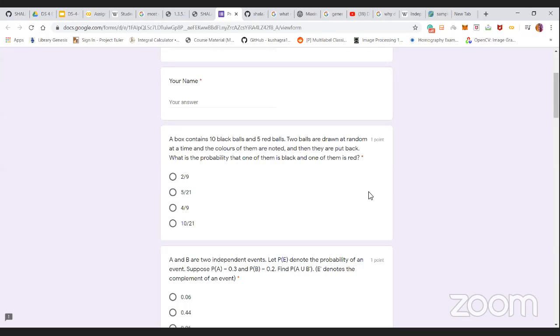So then I'm drawing them at a time, right? Just taking two. It doesn't matter if you draw at a time or in sequence, as far as this question is concerned, because we are not saying first or second ball. As long as it is without replacement, it doesn't matter. Okay, thank you. So the answer is 10 by 21.